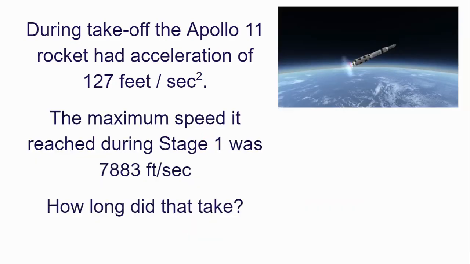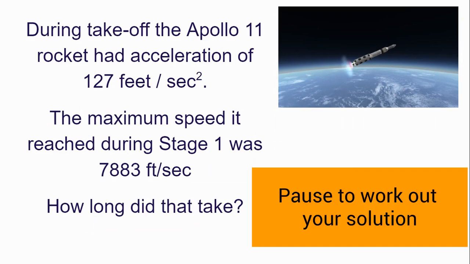But to make it into orbit, the maximum speed Apollo 11 reached during stage 1 was 7,883 feet per second. With this acceleration, how long would that have taken? Pause your video and work out your answer.